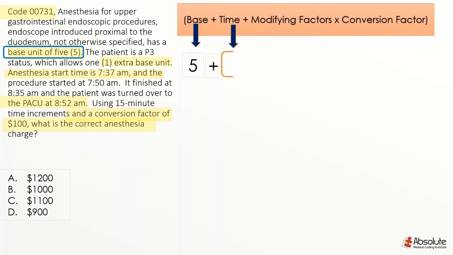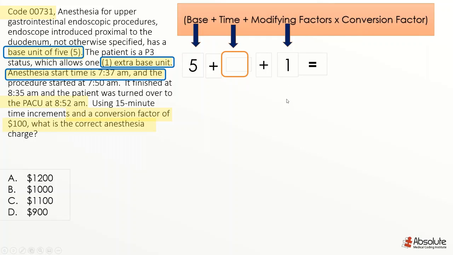We're going to calculate that time in just a bit. We already have the modifying factor, that one extra base unit. So you know where I'm grabbing this stuff: the base unit is here, we'll calculate the time in a bit, and the modifying factor is 1. Once we add those together, we already have our conversion factor, which is 100. But right now, we're going to calculate this anesthesia time.